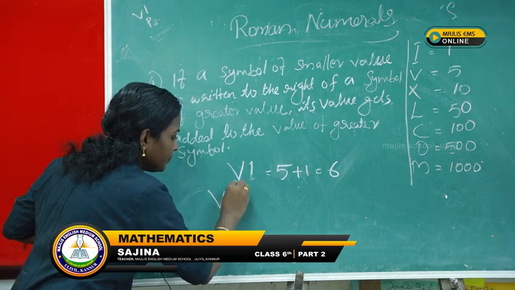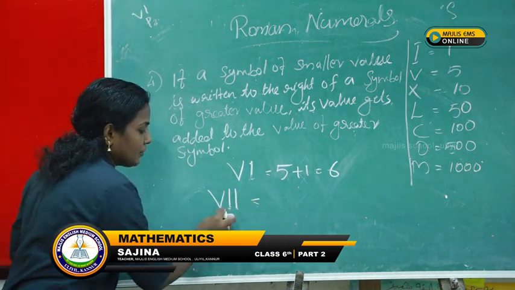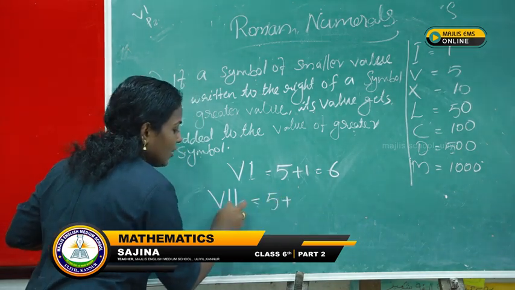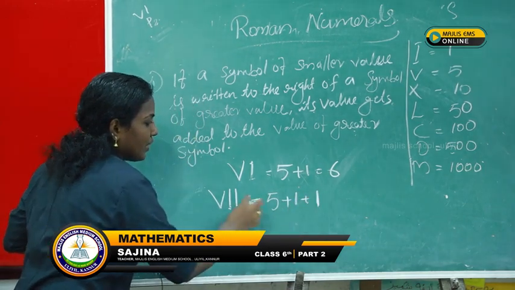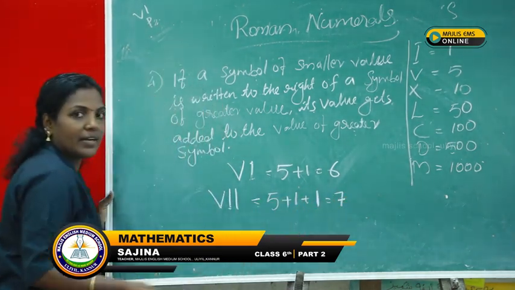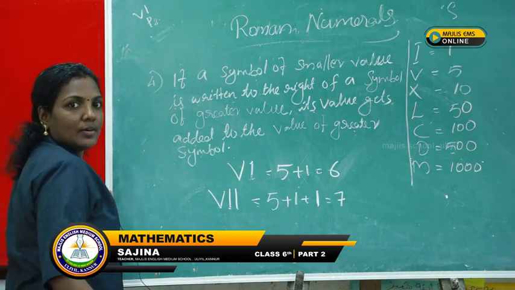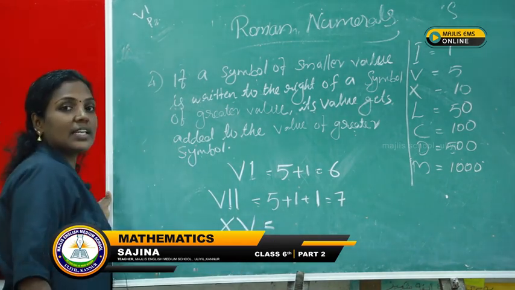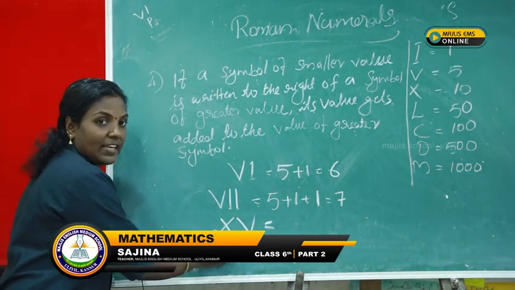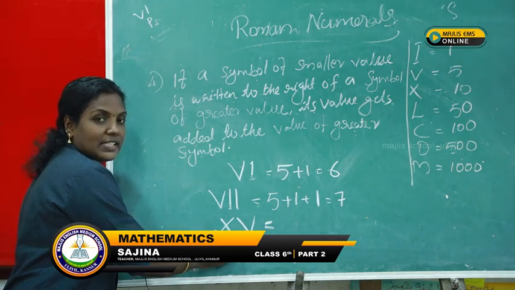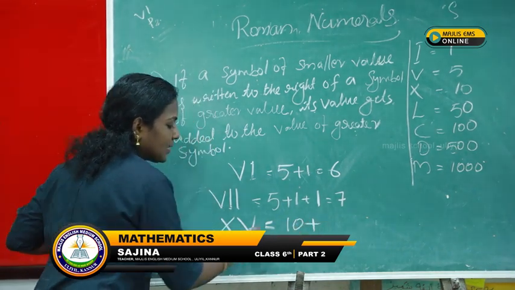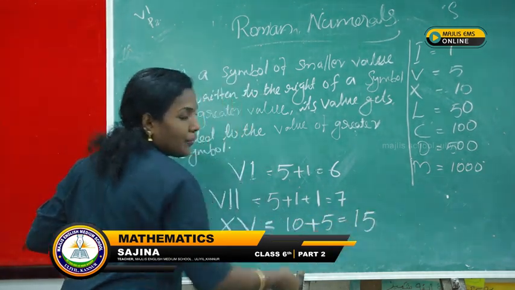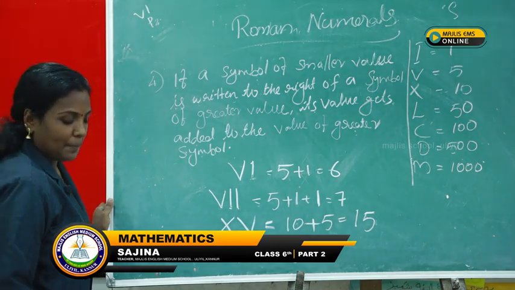Next, what is the value of this one? Here which one is the greatest value? Yes, 5 is the greatest value, plus 1, plus 1. That's equal to 7. Okay. Clear? Here which is the greatest value? Yes, X is the greatest value. That is 10 plus, here which is the greatest value? V. That's equal to 15.